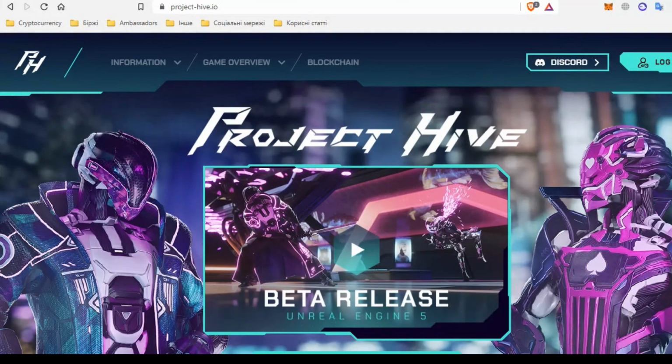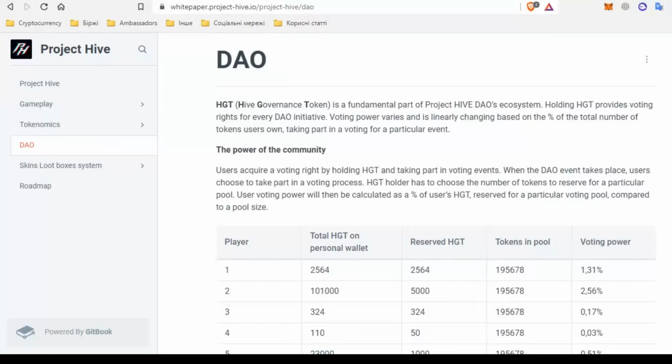So, HGT, as we know, is the main token of ProjectHive. It is a fundamental part of the ProjectHive DAO ecosystem. Holding HGT grants voting rights for each DAO initiative. Depending on the number of your tokens, you have a certain voting power for a certain event.